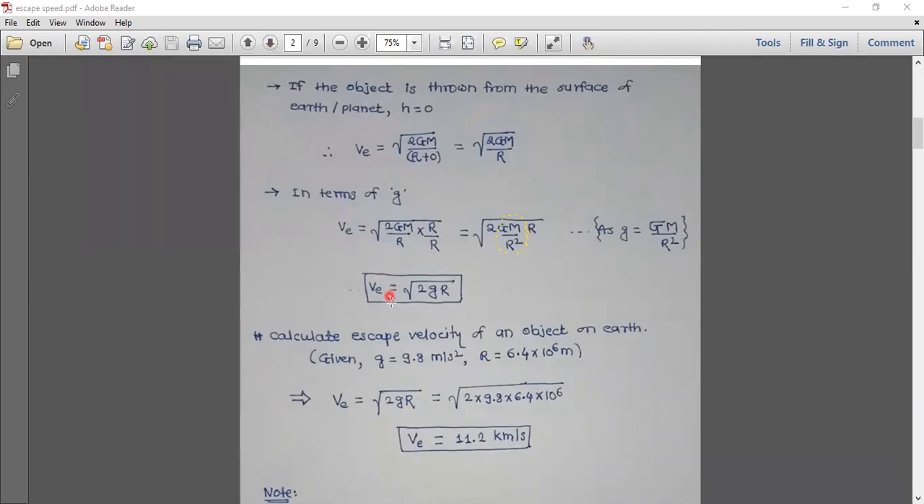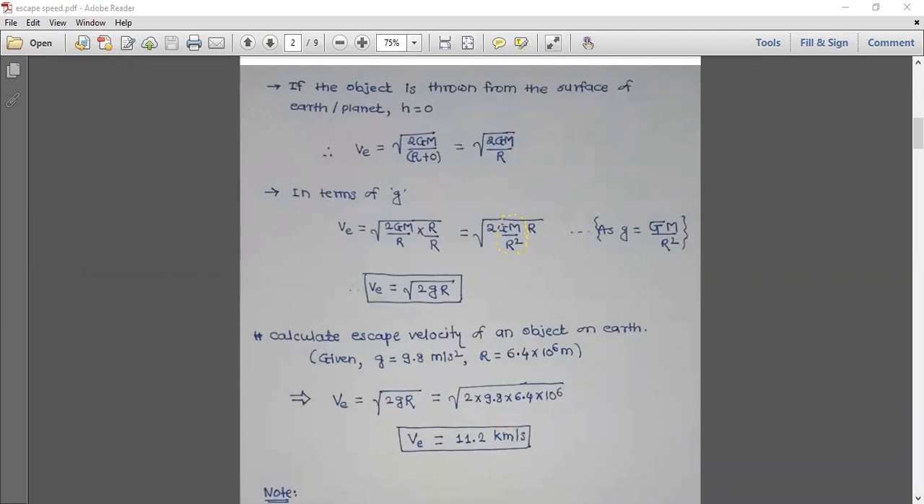So now I want to find the escape velocity of an object on Earth. Given g, we know g is 9.8 meter per second square, R is 6.4 into 10 to the power 6 meter, and therefore just substitute the values. This is 2, g is 9.8, and Earth radius is 6.4 into 10 to the power 6. Then v is equal to 11.2 kilometer per second. Understand? Okay. Right.